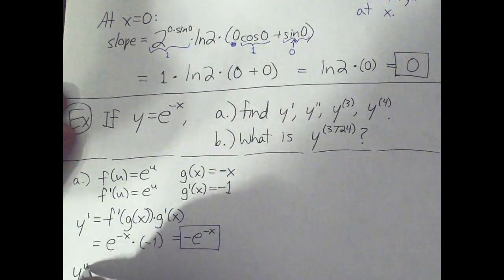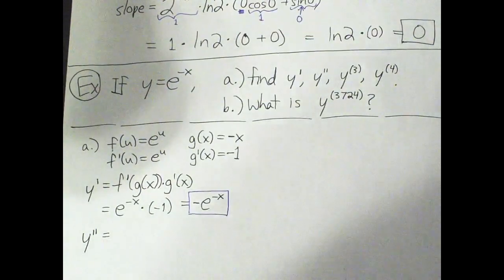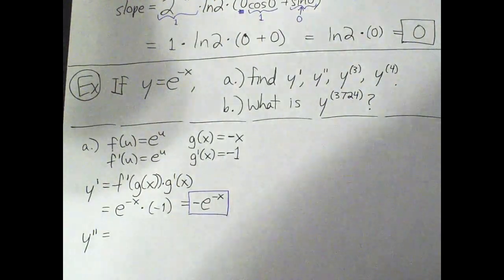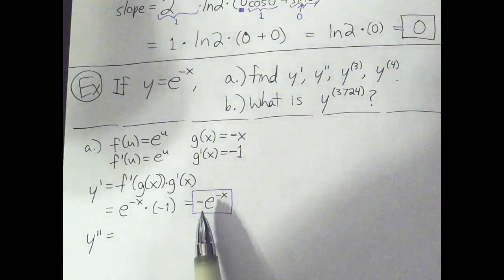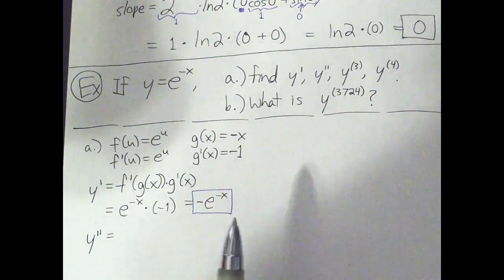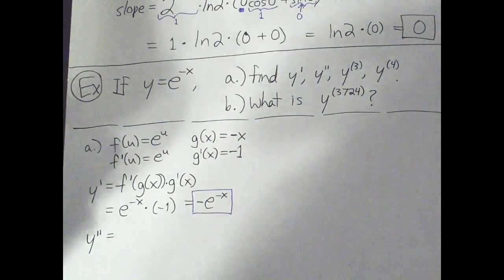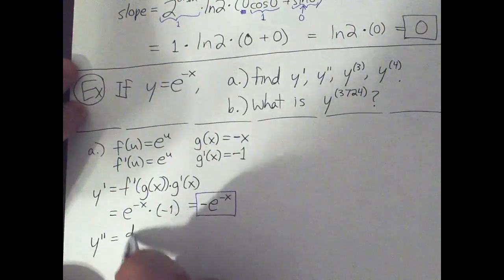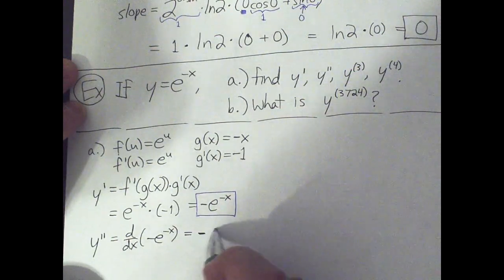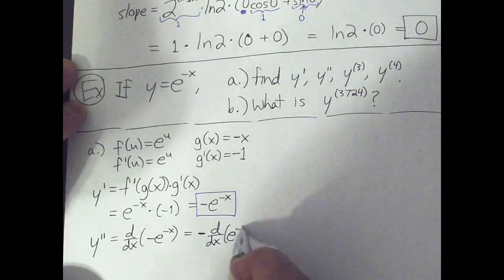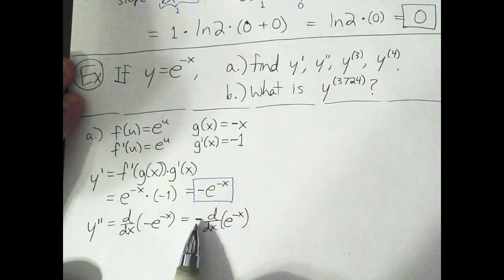Next, it wants us to find the second derivative. So we want the derivative of this. Do we need to do the chain rule all over again? What do you think? It's a composite function. Well, it's really the same function that we just differentiated, except it has a minus sign out front. So we're trying to find the derivative of this, but the minus sign can just be pulled out front. Do you see what I mean?